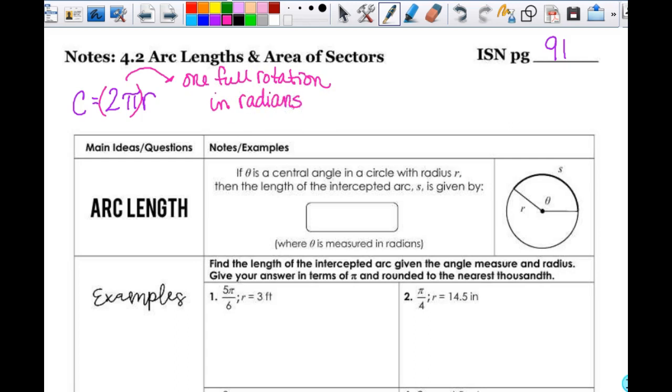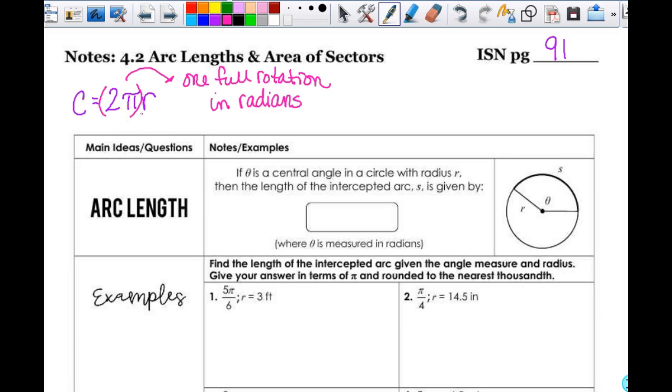Now let's think about similar figures. All circles are similar to each other. Do we agree with that? Similar figures have the same shape but a different size. Every single circle has exactly the same shape, because if it doesn't, then it's not a circle. So all circles are similar. This 2 pi is the circumference of a circle with radius 1. So if I take that 2 pi and multiply it by a radius other than 1, that just ends up being the scale factor. Does that make sense to you?